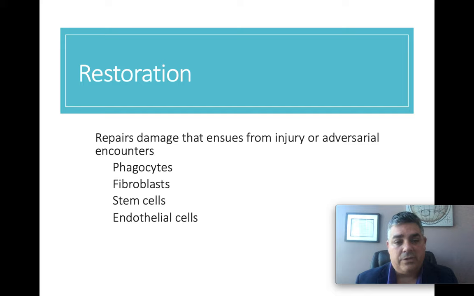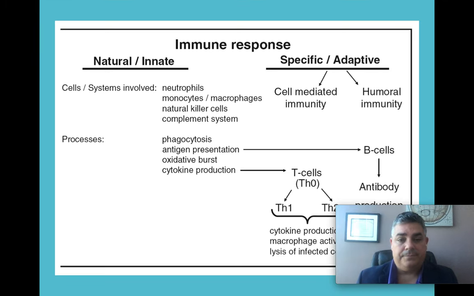And then finally, restoration. This notion that the immune system can repair damage that ensues because of this reaction to even properly detected PAMPs and DAMPs and other foreign threats. So we have a specialized set of cells that clean up the debris, help heal and repair and rebuild tissues, such as phagocytes and fibroblasts and stem cells and endothelial cells.